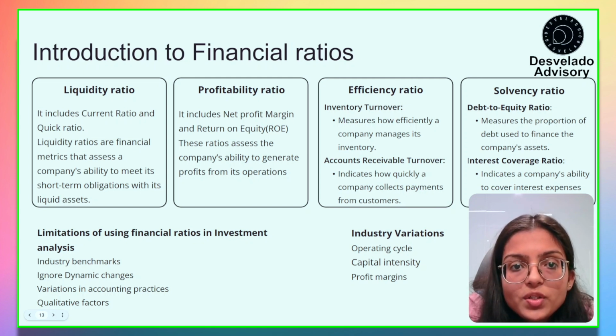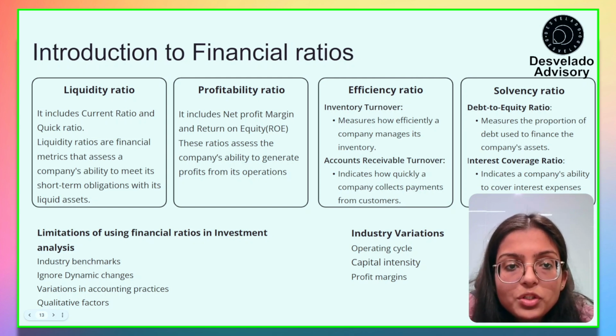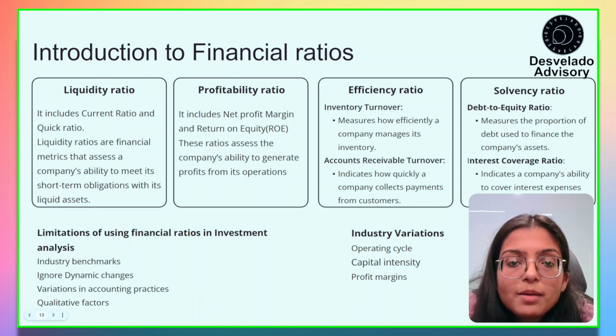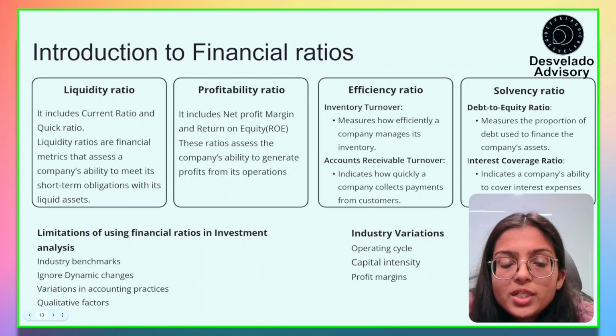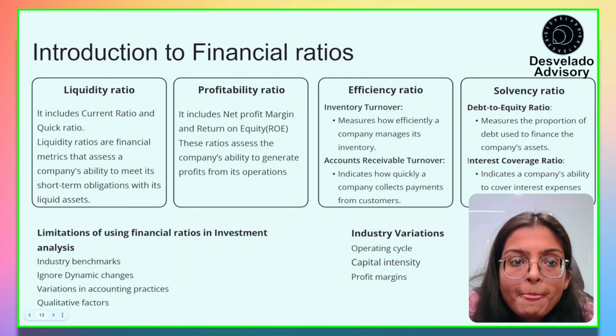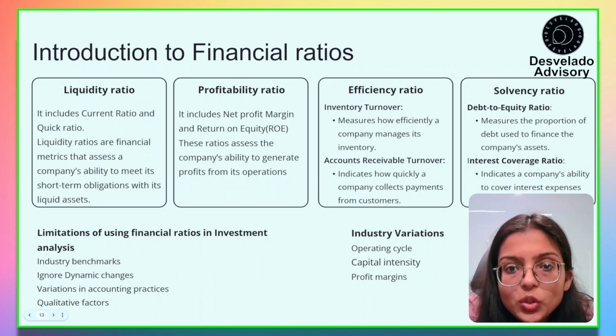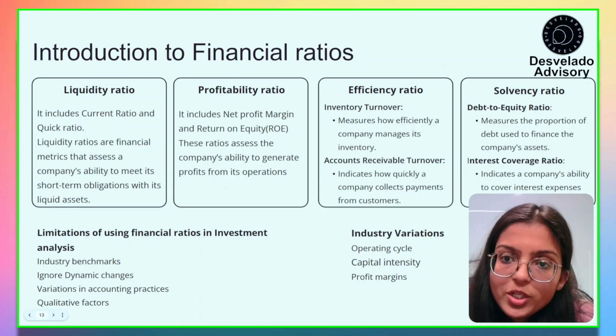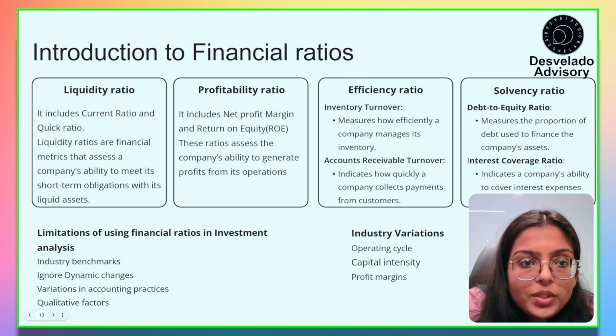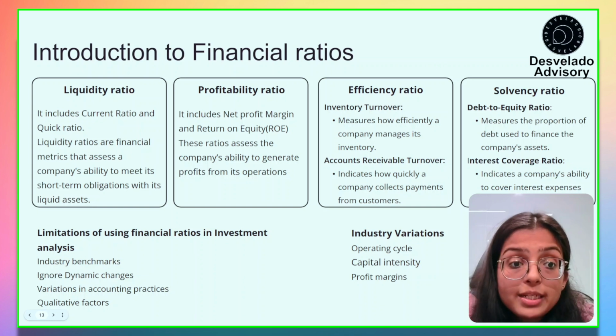Coming to the introduction to financial ratios. Financial ratios are very important to assess the company's financial models. There are majorly four kinds of financial ratios: liquidity ratios, profitability ratios, efficiency ratios, and solvency ratios. Now, liquidity ratios include the current ratio and quick ratio. These are basic financial metrics that assess a company's ability to meet its short-term obligations with its liquid assets.